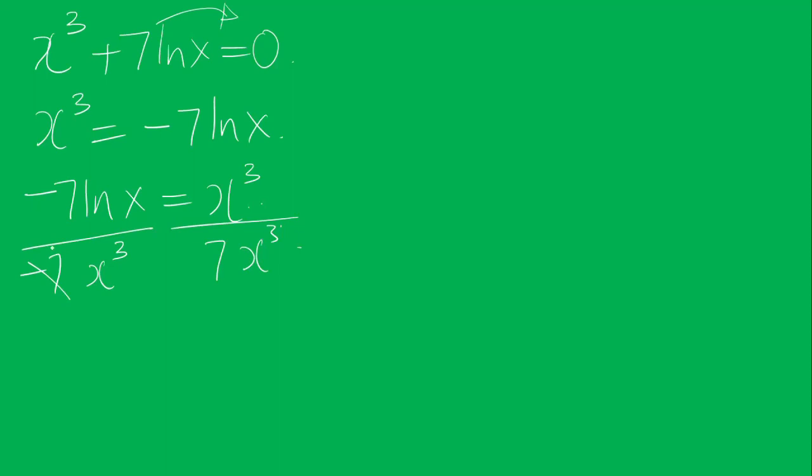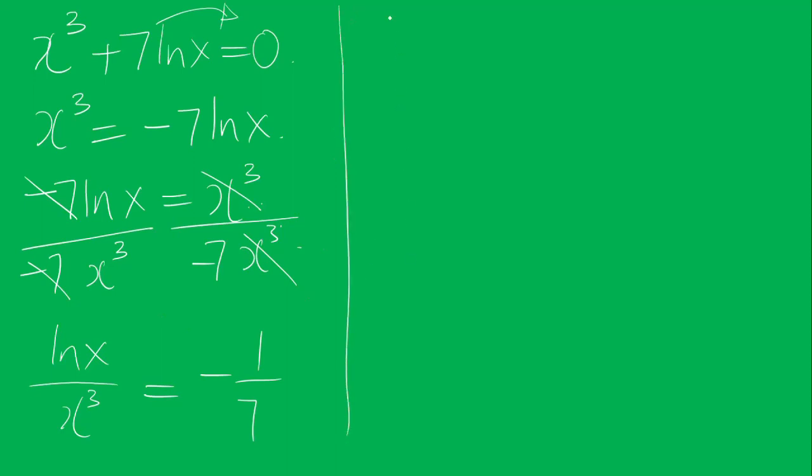So now minus 7 will cancel out minus 7. Now x to the power 3 will cancel out x to the power 3. So what we are left with is natural log x divided by x to the power 3, which is equal to minus 1 all over 7. Now we have natural log x divided by x to the power 3 is equal to minus 1 all over 7.